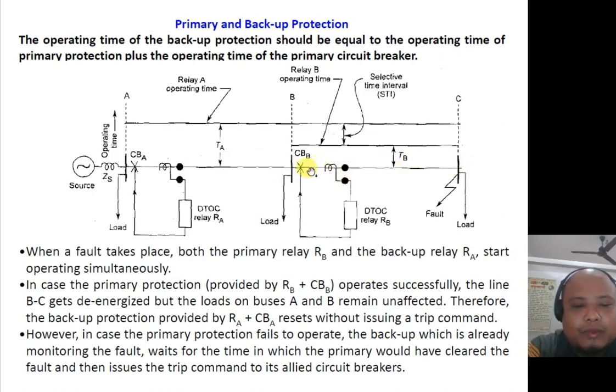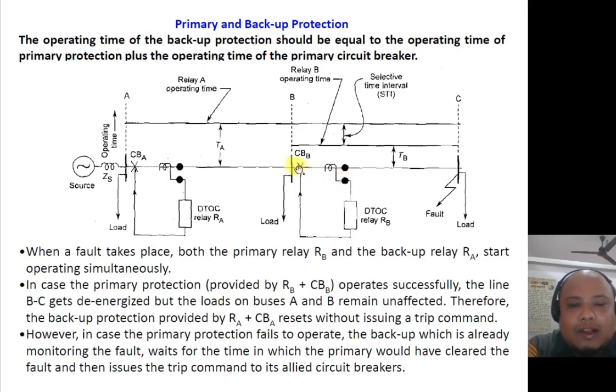Okay, but the loads on A and B bus will remain unaffected even though this line is de-energized or disconnected. Therefore, backup protection provided by RA and CA for this line section: RA plus CBA is the primary protection for line section AB, and it also acts as backup protection for the line section BC. Similarly, RB plus CBB is primary protection for BC, and it is also acting as backup protection for line section AB.